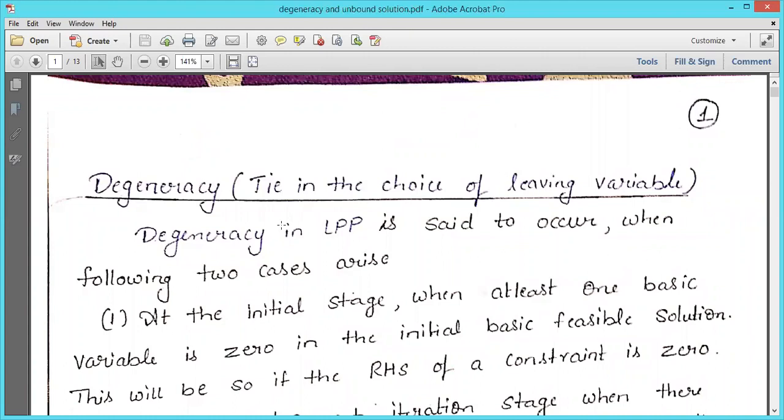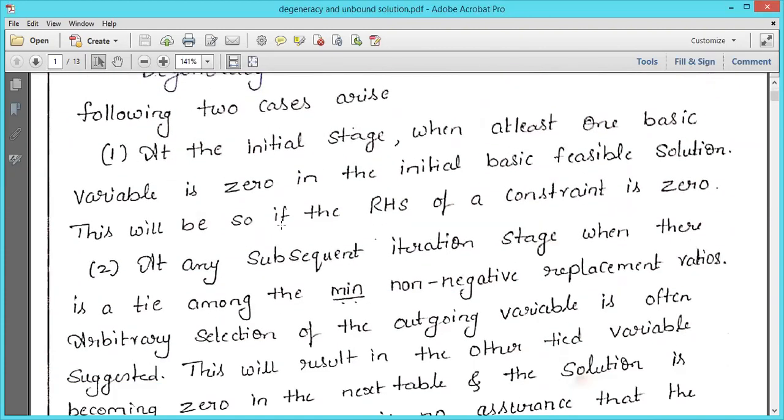Okay, today we will see what is this degeneracy. Degeneracy means there is a tie in selecting the outgoing variable. Degeneracy is said to occur in the following two cases. That is, at the initial stage, if the value of the basic variable is 0 in the initial basic feasible solution, or if the right hand side of the constraint has a 0 value.